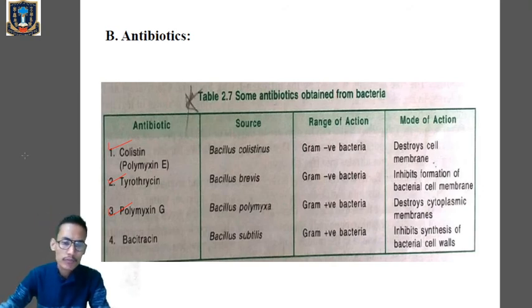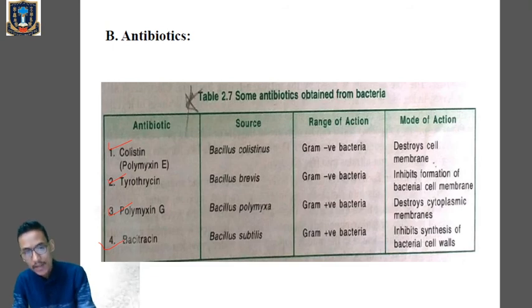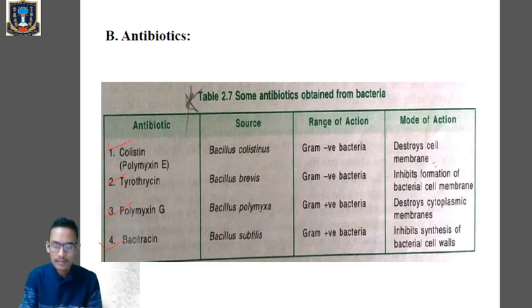Number four antibiotic is bacitracin. It is obtained from Bacillus subtilis, and its range of action is against gram-positive bacteria. It works by inhibiting the synthesis of the bacterial cell wall. So these are a few antibiotics, their sources, range of action, and mode of action. Kindly remember the names of the antibiotics along with the source, range of action, and mode of action.